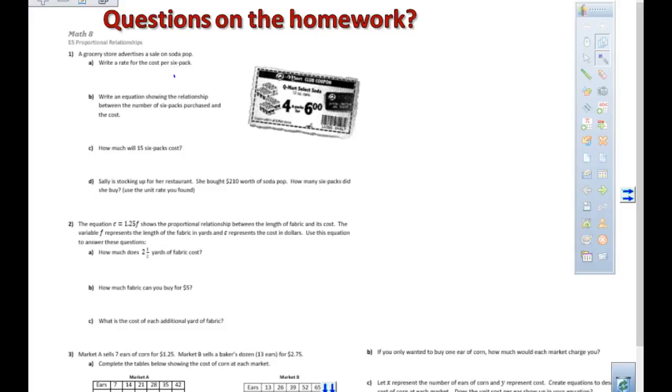So in number one, we were looking at taking our $6, that was our rate, divided by 4 6-packs. Okay? How much did that give us, Bergen? What did you end up with? $1.50, and this is per 1 6-pack, right? 1 6-pack of pop. Okay?